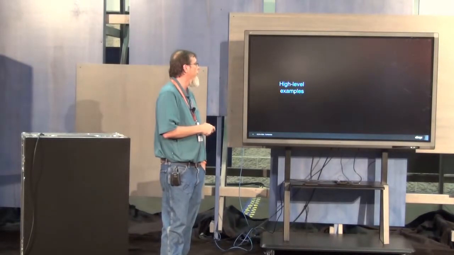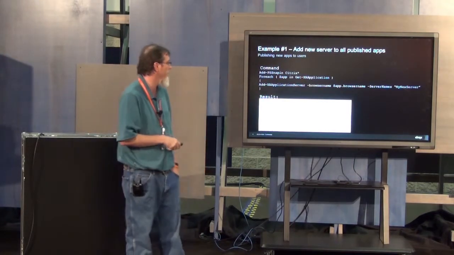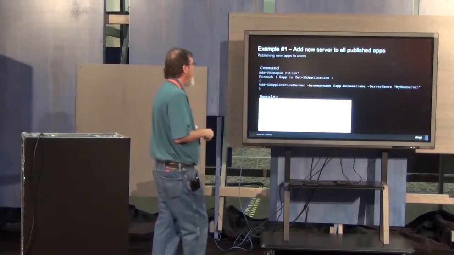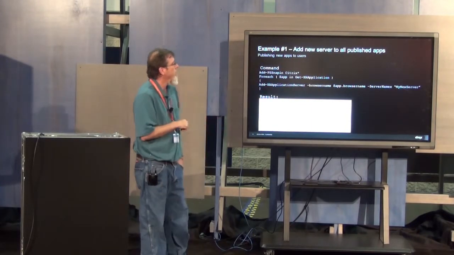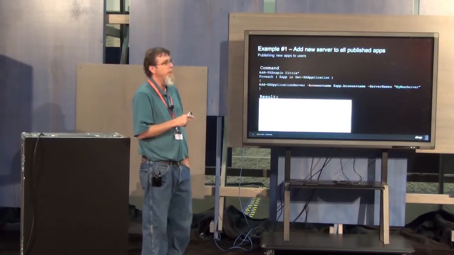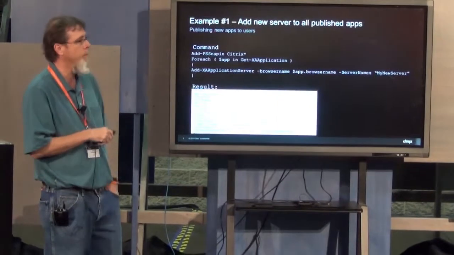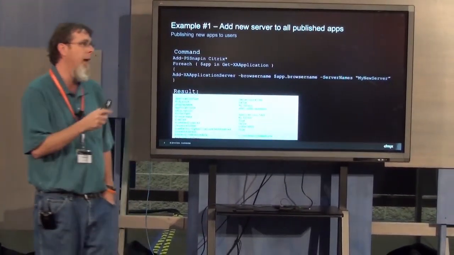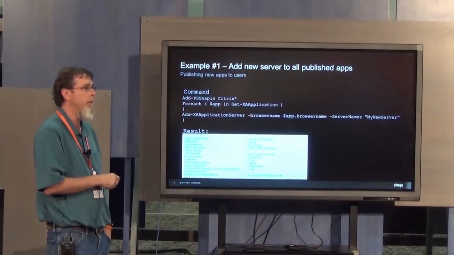So we wanted to go through a couple high-level examples, right? These are just some high-level, quick examples of some of the stuff you can do with the SDK. This first one is looping through all the published apps and then adding a new server to each published app. So for example, if you had a new server that you added in the farm, you could run this script to quickly add it to all the published apps in the farm, right?